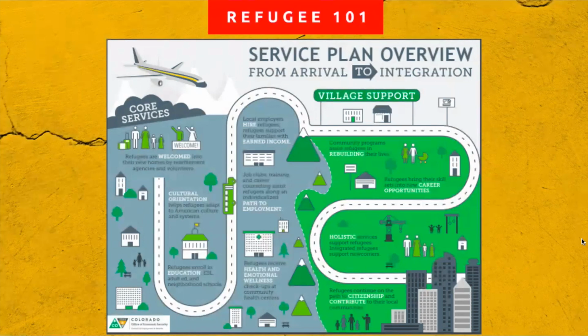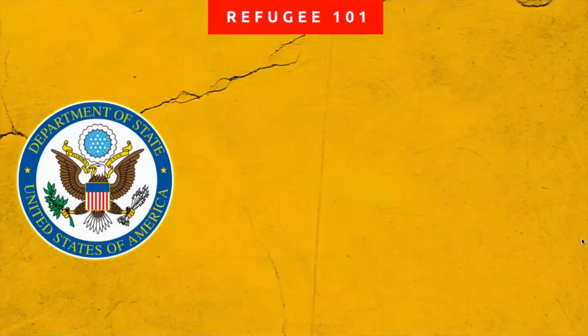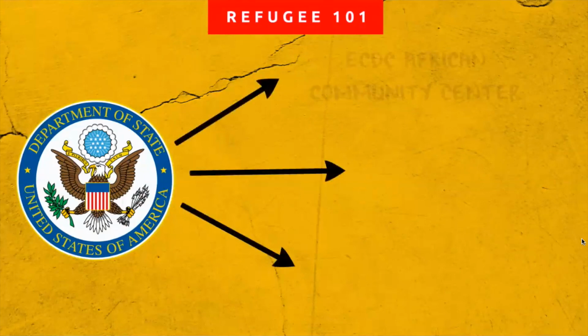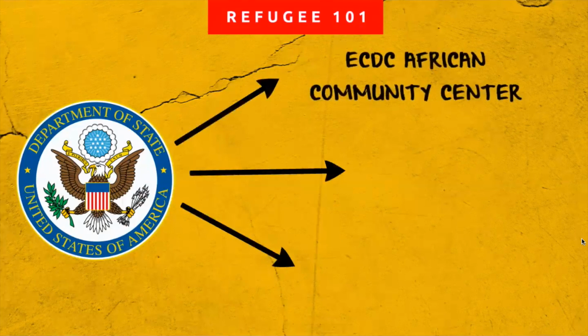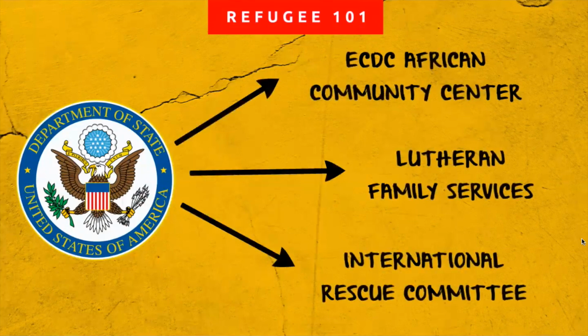Incoming individuals and families have vastly different needs, goals, and existing strengths. Colorado's Refugee Service Provider Network reflects this diversity. We'll begin with our core service providers. These organizations make critical preparations for resettled refugees and are there to meet them when they first arrive in Colorado. The Department of State partners with 9 separate nonprofit entities throughout the United States to coordinate refugee resettlement. 3 of those are active here in Colorado: ECDC African Community Center, Lutheran Family Services, and International Rescue Committee.